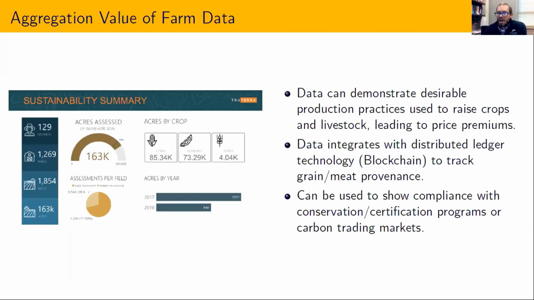Aggregation value could also manifest itself in terms of demonstrating sustainable practices. This is certainly related to distributed ledger technology like blockchain, used to trace grain and meat provenance throughout the supply chain. Farms that collect a lot of data and have good quality data are able to demonstrate their good practices. That's also something that could emerge as really important when we talk about carbon markets and paying farmers to do things that sequester carbon. Obviously, you're going to need to demonstrate the effect you've had. So farm data is one way of doing that.